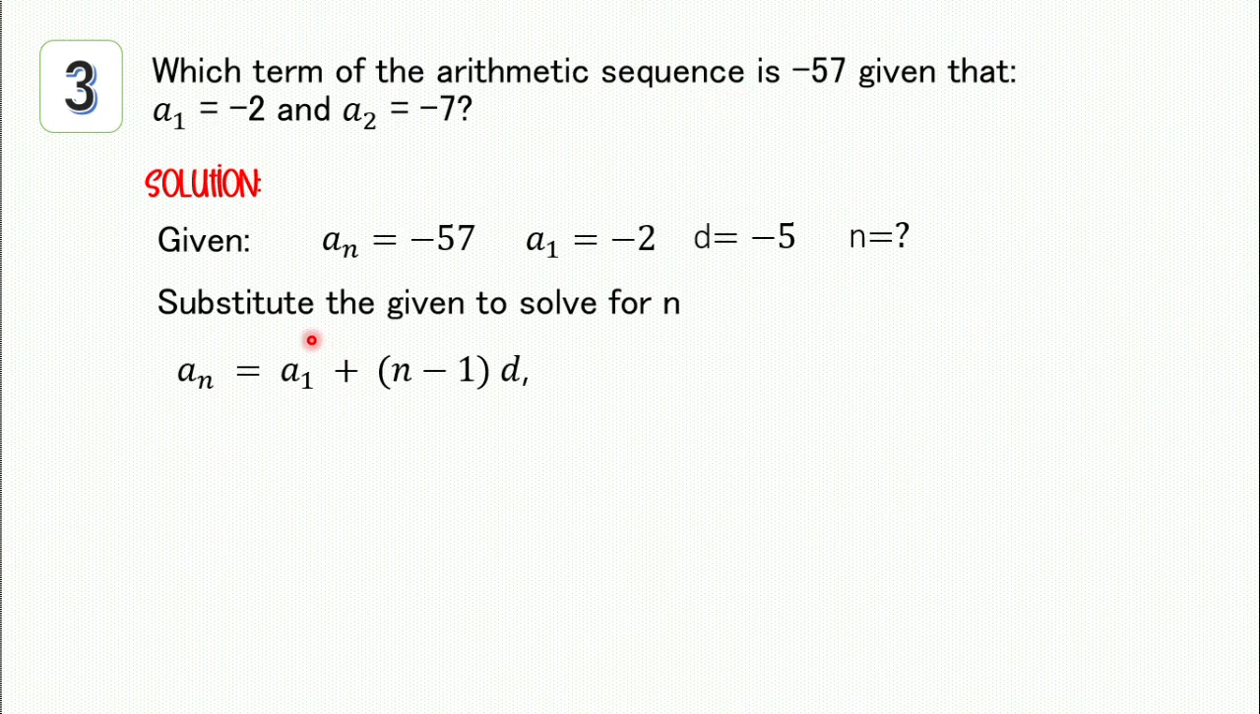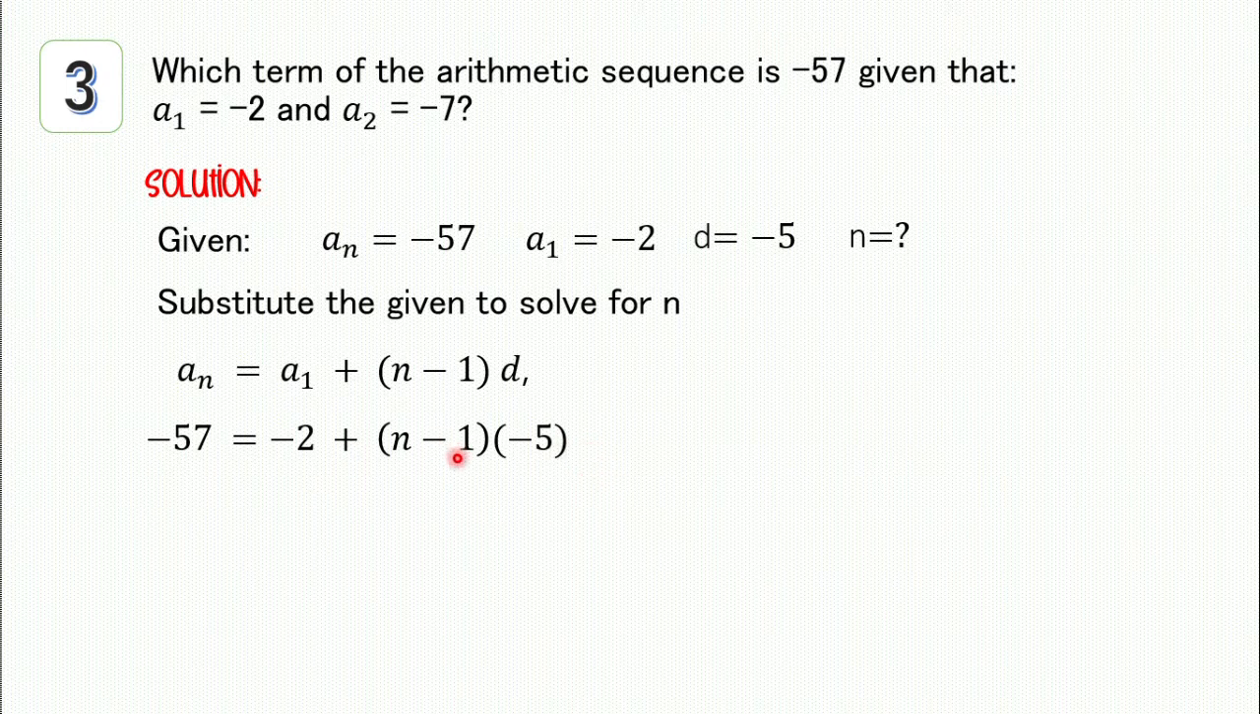So, let's have a sub n equals a sub 1 plus the quantity n minus 1 times d. A sub n natin is negative 57, a sub 1 is negative 2, plus, copy natin yung n minus 1 kasi ito yung hinahanap natin. Yung d naman, which is negative 5, so substitute natin.